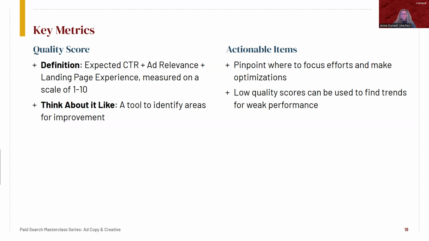Some actionable items when looking at quality score: you could pinpoint where to focus your efforts and make optimizations. You can also use quality score to identify trends. So for example, if all keywords in an ad group have a low quality score, you might want to compare the themes in your ad group to the text in your ad copy.